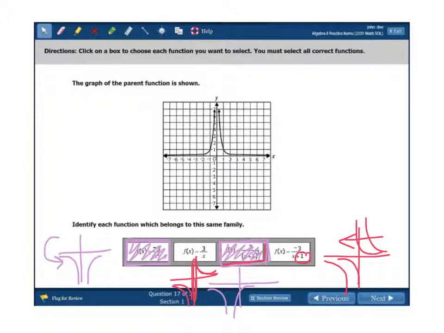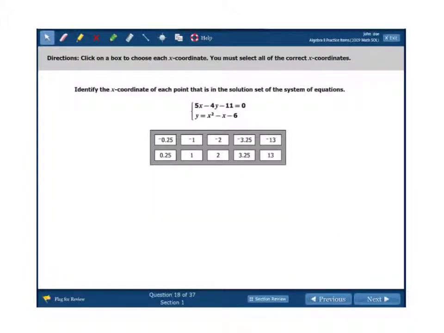Next question. Click on a box to choose each x coordinate. You must select all the correct x coordinates. So this is a system, a line, and a parabola. Again, that's what we seem to get every time, a line and a parabola. So remember, a line and a parabola can have two solutions, one solution, or no solutions at all. In this case, we know that it's got at least one. I'm going to assume there's two, but it could be one. I doubt that it would ever be 0. That would be really unfair. That would be just patently unfair.